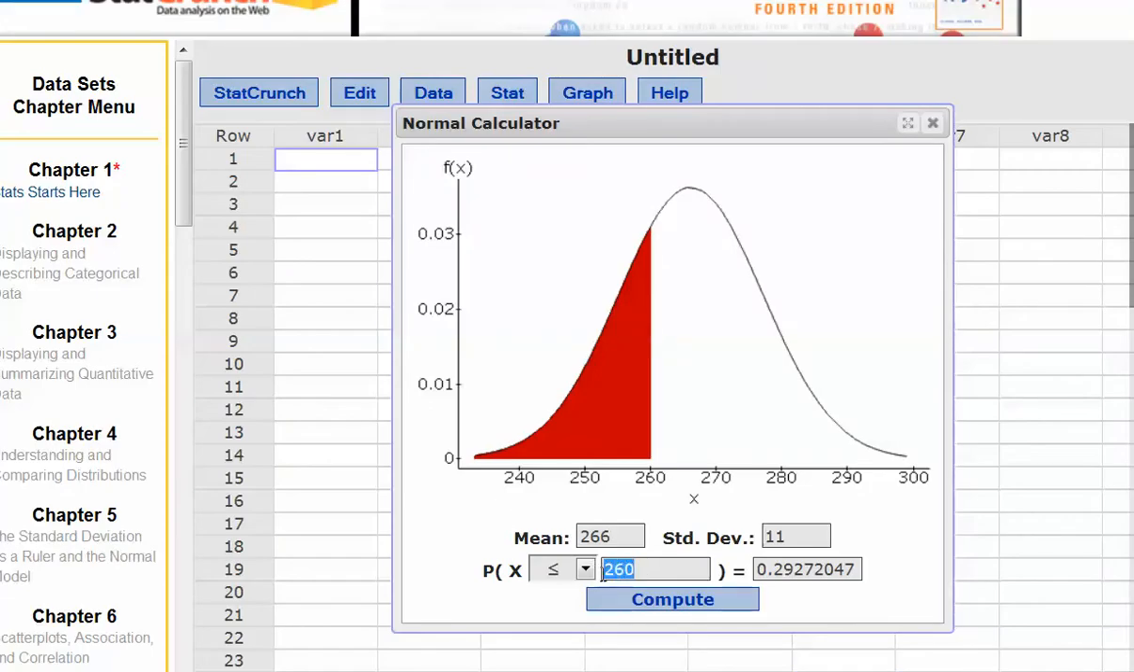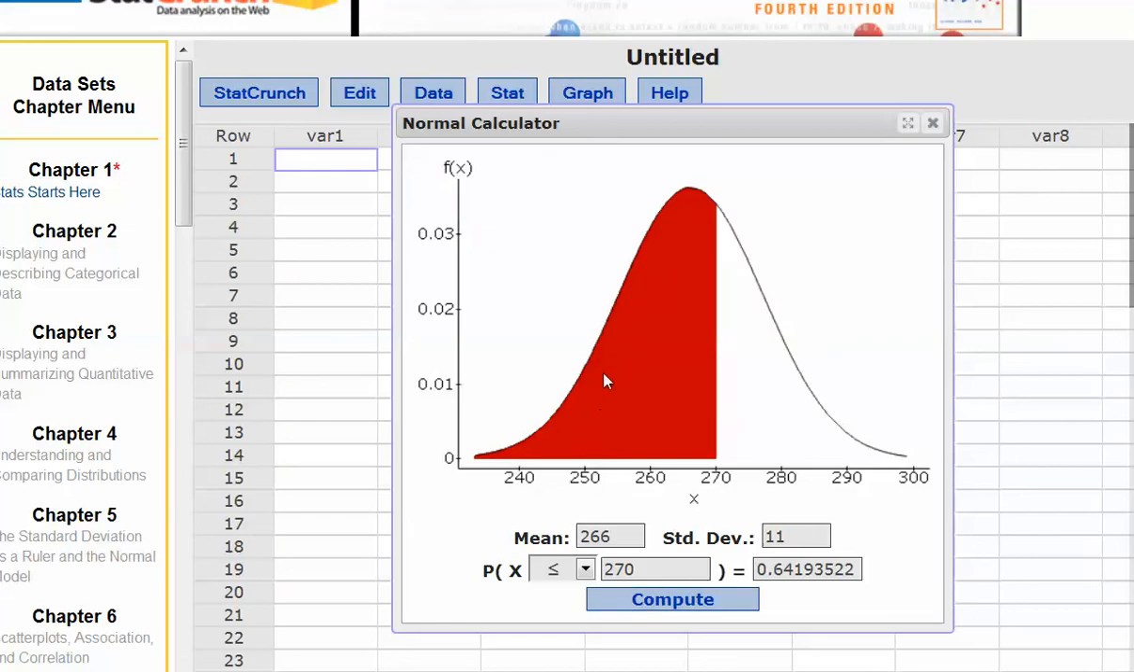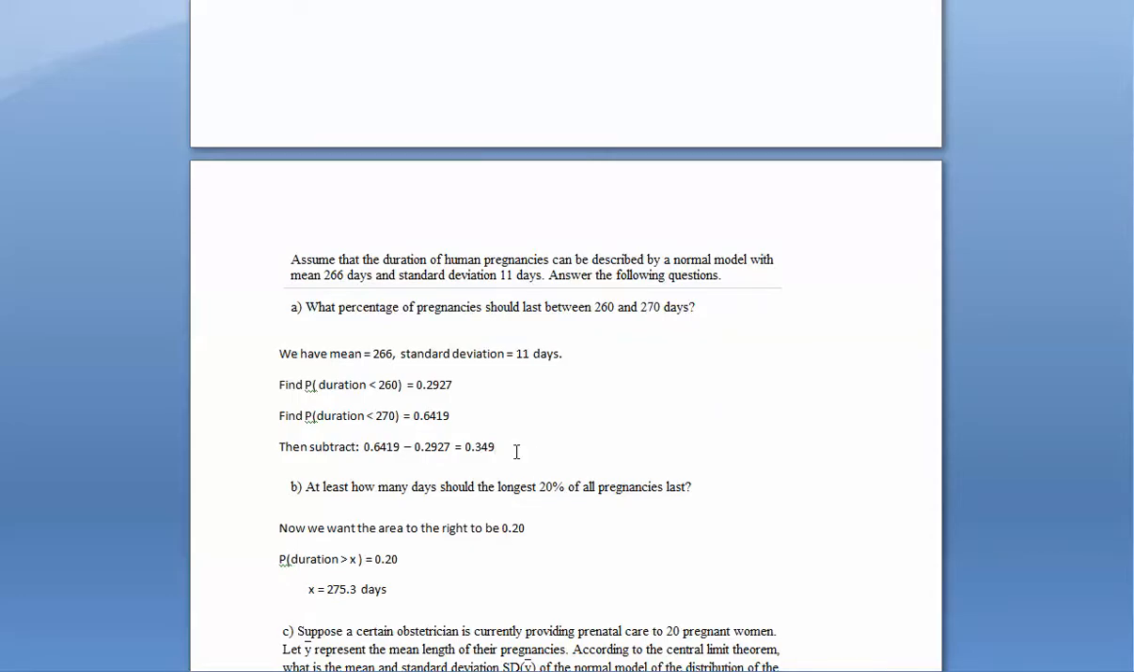We're going to change this 260 to 270, and we're going to get a higher likelihood here. So here it's 0.6419. And then we want the area in between. If you go back and look at the density tool, we actually want to go between 260 and 270. So remember, we find each area to the left and we subtract. And when we subtract that, we get about 34.9% of pregnancies are expected to last between 260 and 270 days. At least how many days should the longest 20% of the pregnancies last?